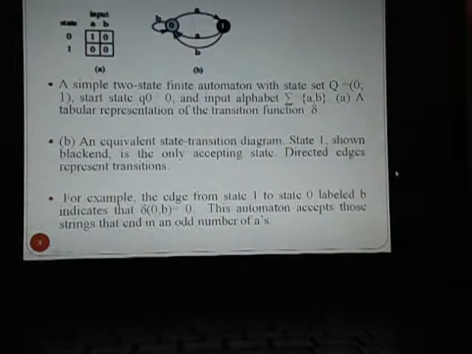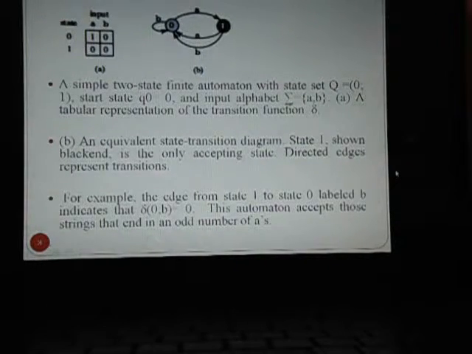This is because initially it moves from 0 to 1 on a. Then, if it receives the b input, it moves from 1 to 0, and if it receives b again, it loops there, staying in state 0 only. When it accepts the a input, it goes to state 1, and if it receives a again, it goes back to state 0, returning to the initial state again. Therefore it is not acceptable.